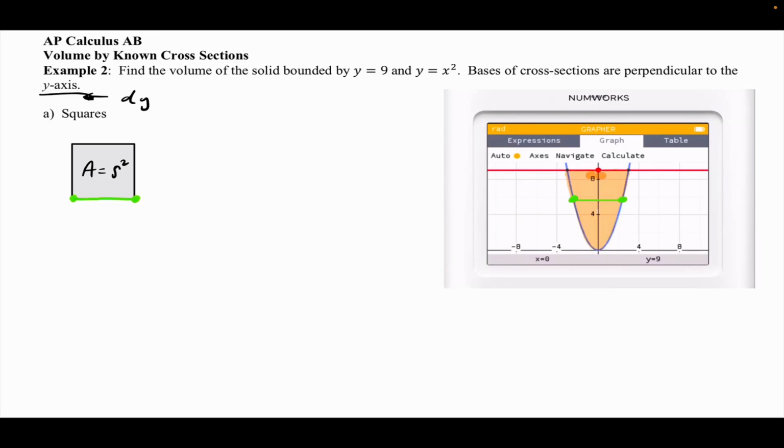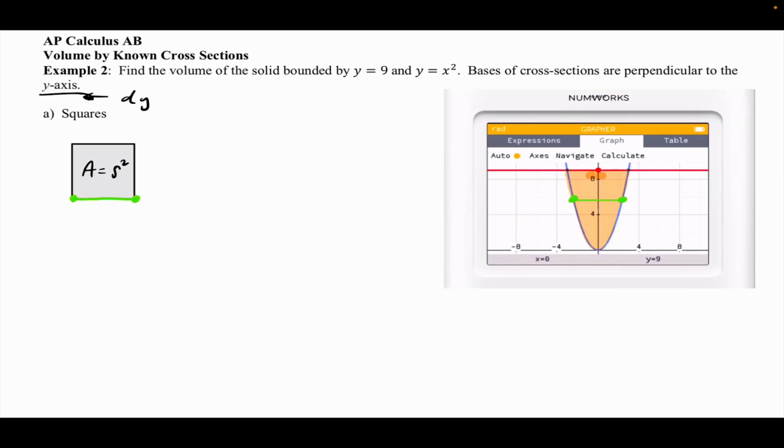Okay, so this square, that base there, the base that I've highlighted in green here, that's going to sit up. So it's going to come out and sit up, and it's going to sit right on top of there. So you're going to have a bunch of squares coming out like this.